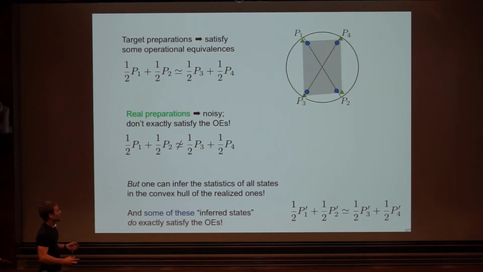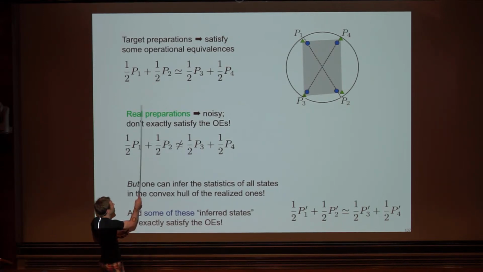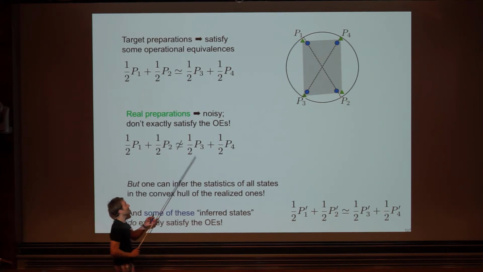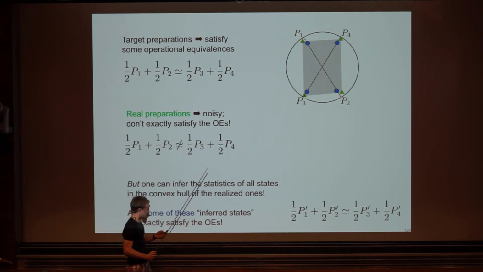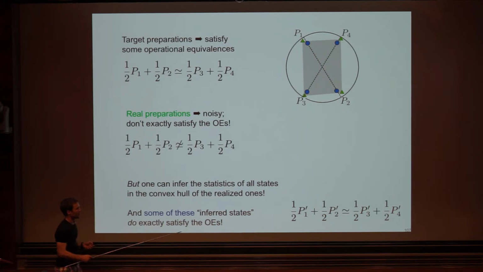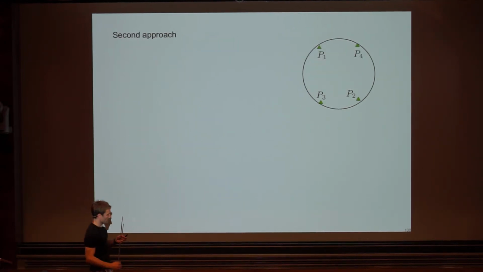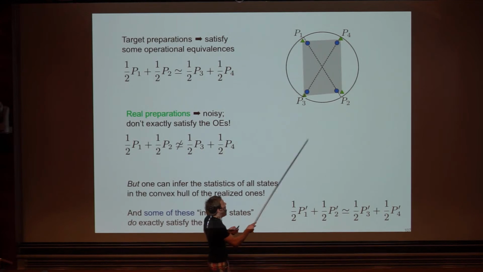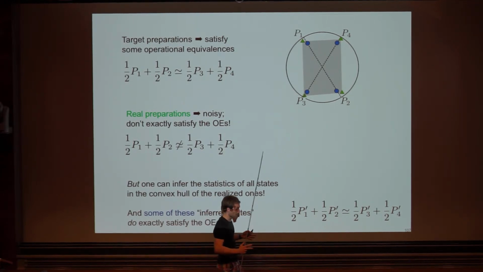So that's one way of using the convex structure of GPTs to enforce the exact target equivalences, even though you never actually did the target preparations. That's fine. All that matters is that the equivalences are the ones you've used in your inequalities. But there's a second approach, which I think is, in some sense, a better approach. So one problem with this approach, other than the fact that it's a little bit ugly, is you have to do this secondary processing of your data.